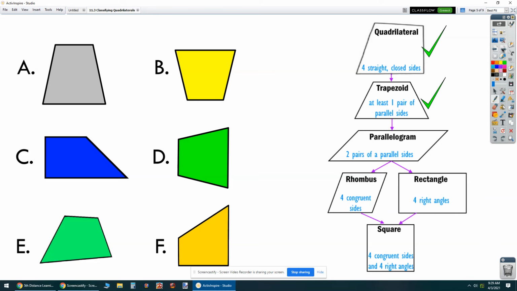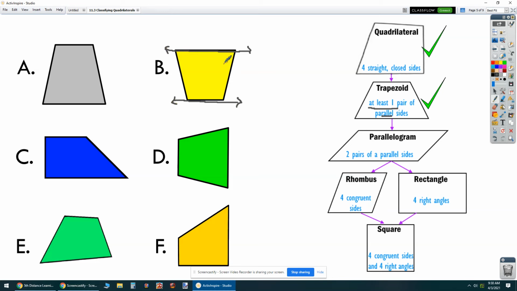Now, there's another type of quadrilateral. It's a little more specific, right? A trapezoid has 4 straight closed sides, but the one rule about a trapezoid is it has to have at least one pair of parallel sides. So let's figure out what parallel means. Parallel means lines that even if they went on forever, they would never cross. Take a look at shape B over here. The top side of our quadrilateral and the bottom side are parallel. That means even if they went on forever in either direction, they're never going to touch, they're never going to cross, right? So those are parallel sides.